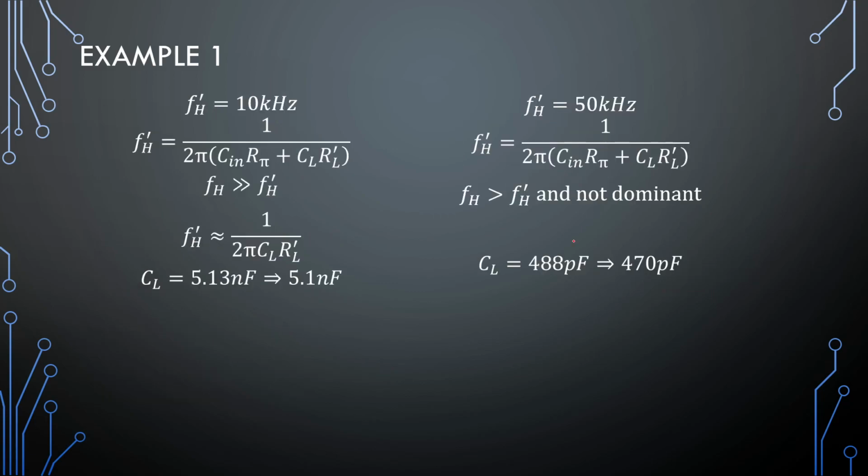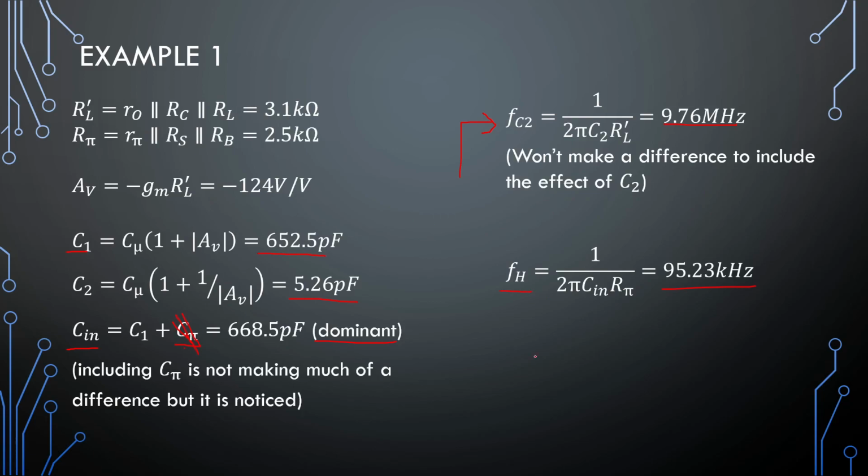Now we have to design load capacitors. One for 10 kilohertz, one for 50 kilohertz. Now what is on this side is what's ideal for a load capacitor design, and that is the case where this new frequency that we are designing for is much smaller than FH that we calculated in the problem. Okay, so 10 kilohertz is much smaller than 95 kilohertz, almost 10 times smaller.